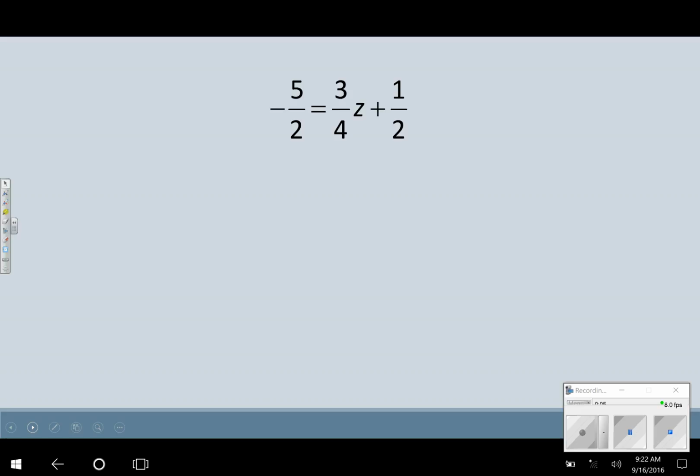So what you can do is we can multiply everything by the LCD, the least common denominator. In this case it's 4, but remember you just want to look at multiples. The multiples of 2 are 2, 4, 6, 8. The multiples of 4 are 4, 8, 12. Well, here's my lowest multiple they have in common: 4.